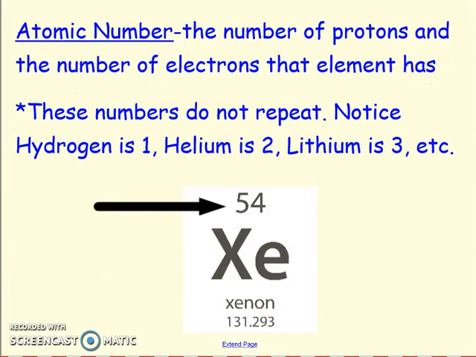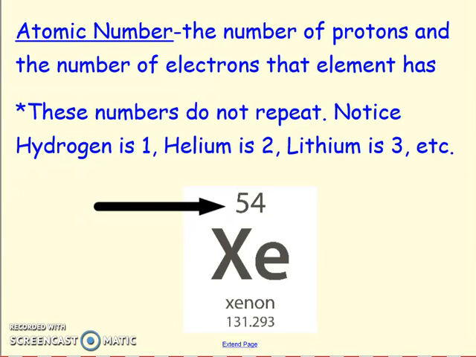Two other pieces of information in each periodic table square. The atomic number is the number of protons and electrons that element has. We'll talk more about this later, but for now just know that it's the number at the top of the box. These numbers do not repeat, so that's how the elements are organized. Notice that hydrogen is 1, helium is 2, lithium is 3, etc. So if you go from left to right, top to bottom, each of those elements will be in order.